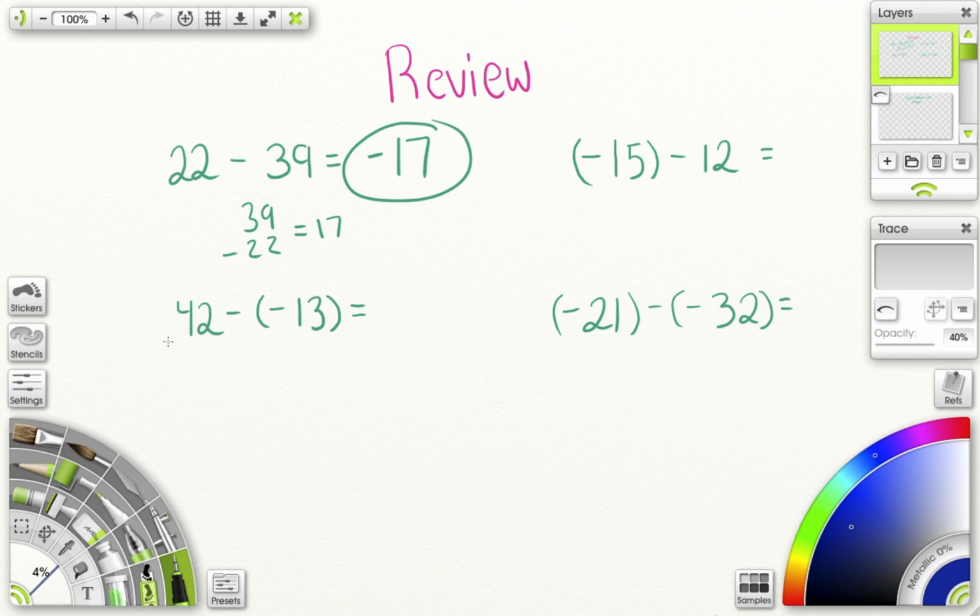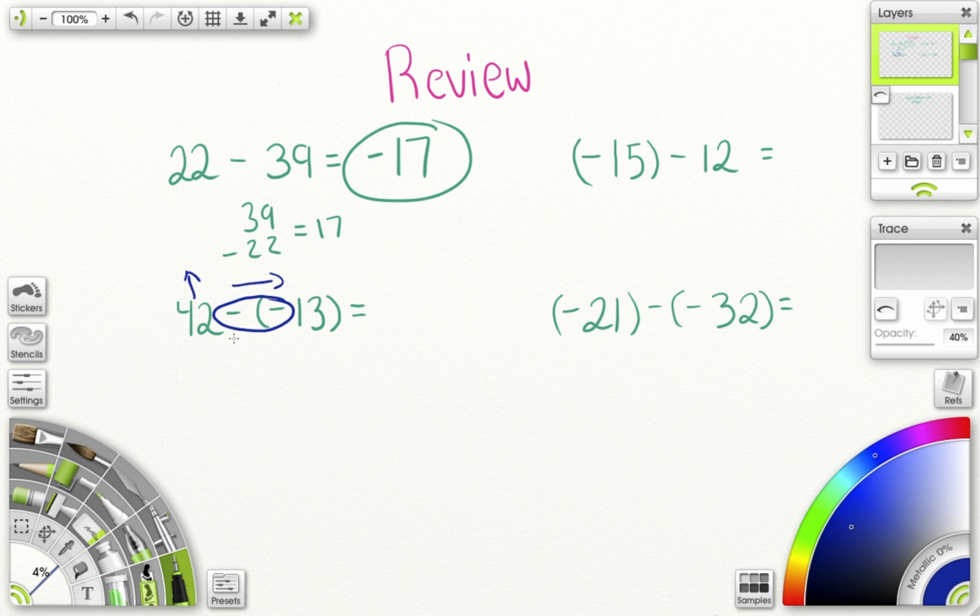My next one is 42 minus negative 13. So remember, for integers and subtracting integers and adding them, if I have two of the same signs, that means I'm going to the right. That means this number here is going to increase in value. So remember, opposite, we go left, the same we go right. If we're going to the right, that number is going to increase in value. If we're going to the left, that number is going to decrease in value.